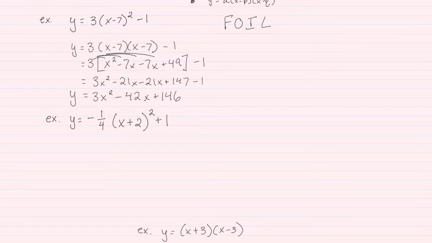Okay, so we just need to be careful not to distribute our exponent. This is not x squared minus 49. As you can see, you would be missing out this minus 7x. So we do need to expand and FOIL.